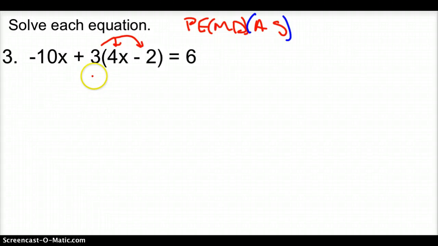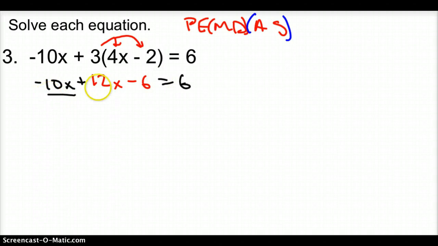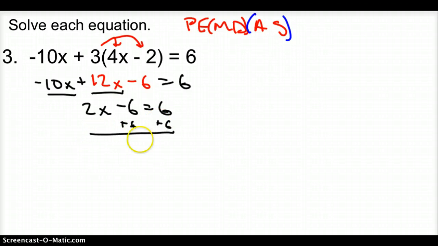We distribute that 3, so we have 12x minus 6, and then I'm going to bring down everything else that I didn't use. I have minus 10x equals 6. Simplify your apples. So here you have 2 x's, and so now we combine those apples to be 2x minus 6 equals 6, bringing down everything else. Now I add the 6 over to the other side, so now we have 2x equals 12.